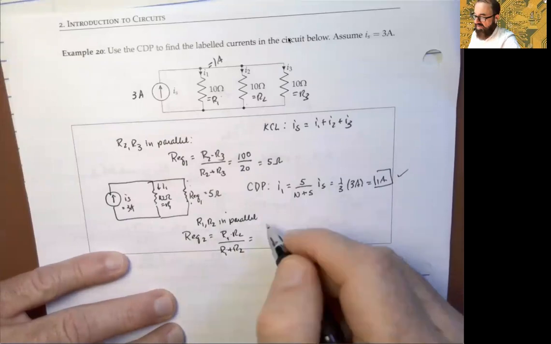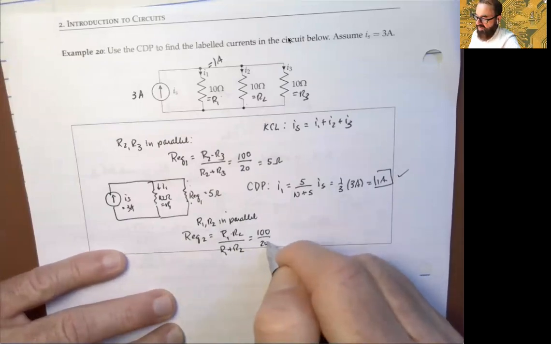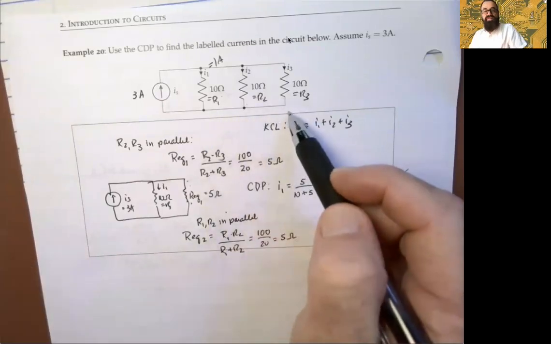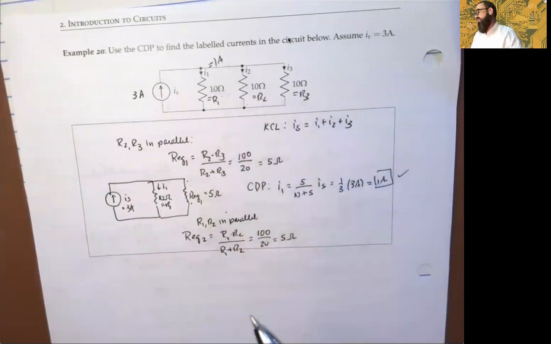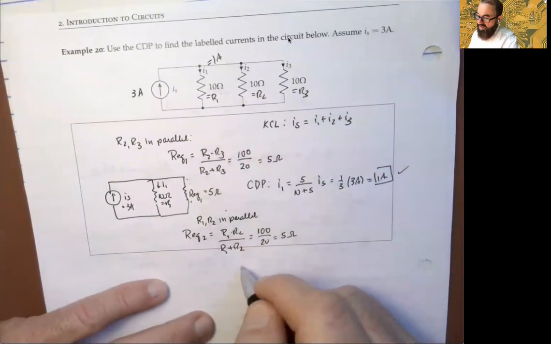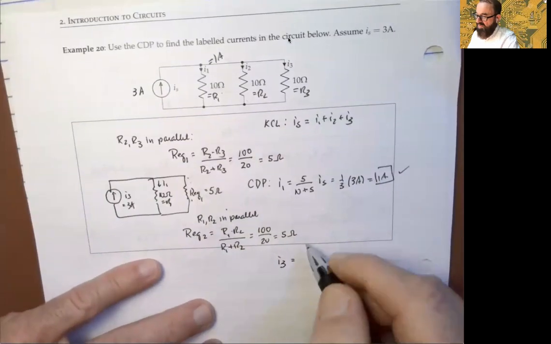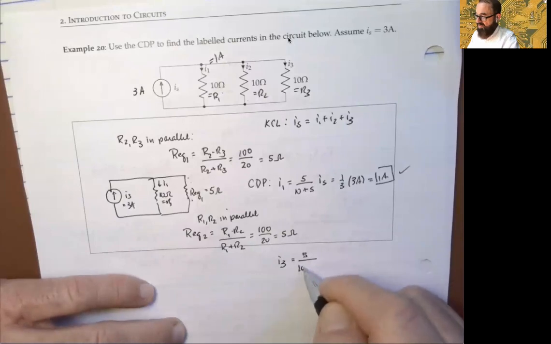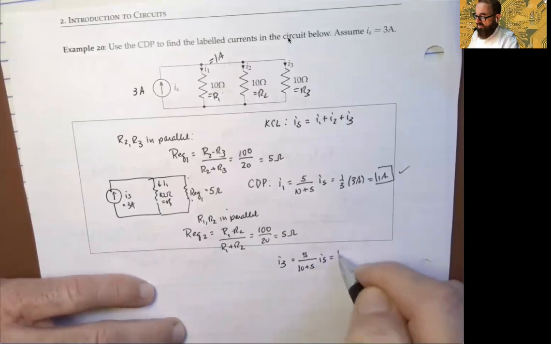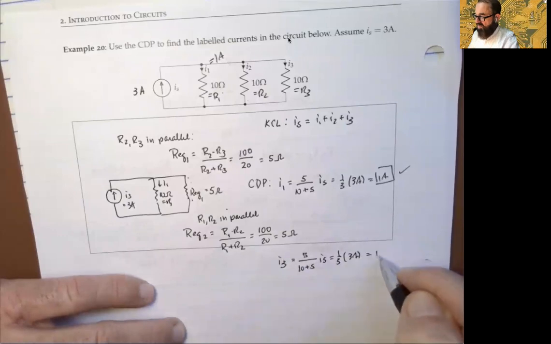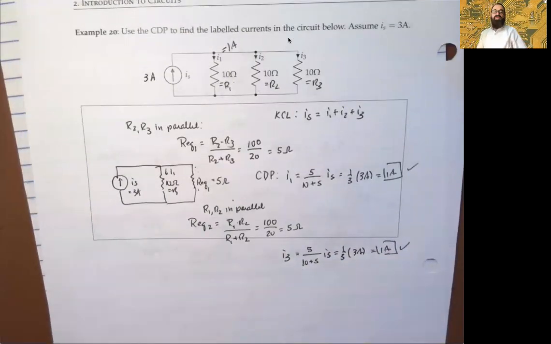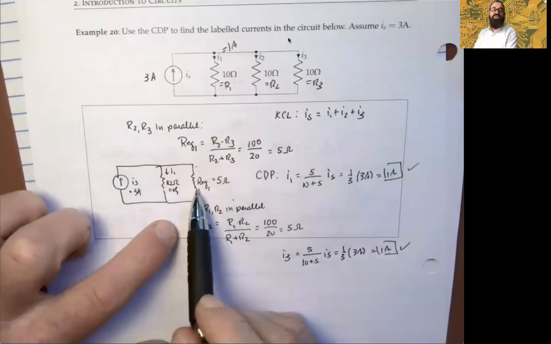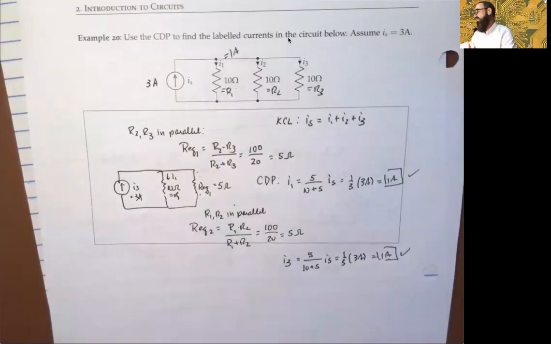But lo and behold, it's the same values. It's still 100 over 20, which is 5 ohms. So either you have an equivalent of 5 ohms to the left of 10 ohms, or you have it to the right of 10 ohms, okay? So either way, you'll get the same result, that I3 must be the equivalent's neighbor, 5 over 10 plus 5, times the source current, which is 1/3 times 3 amps, which is 1 amp, okay? I'm not redrawing it, you would just flip it. You'd have the equivalent here for R1 and R2, and this would be R3, okay, sitting over there, right?